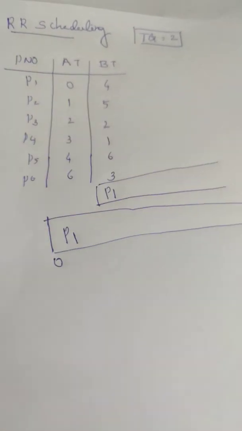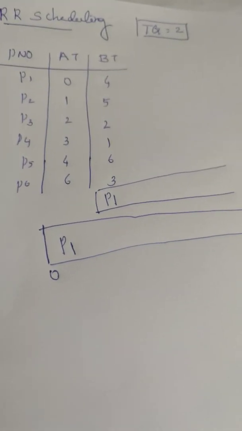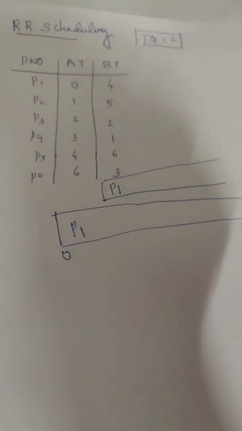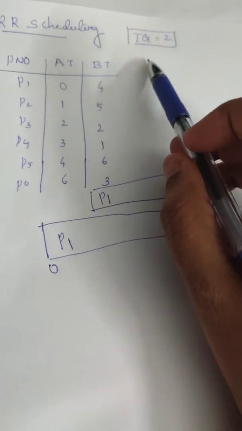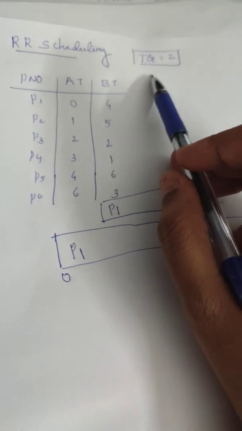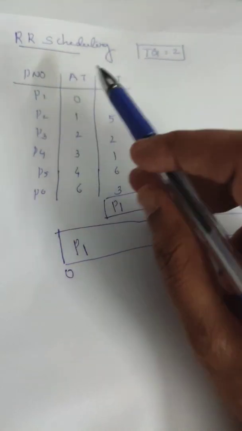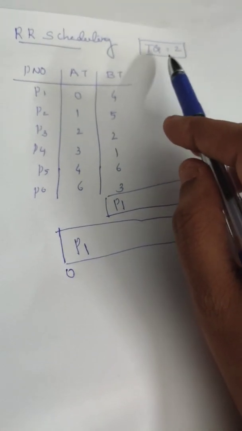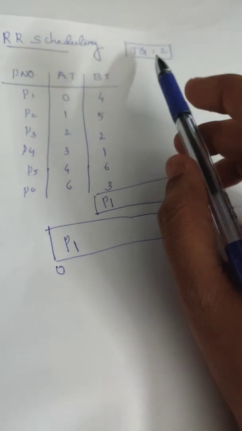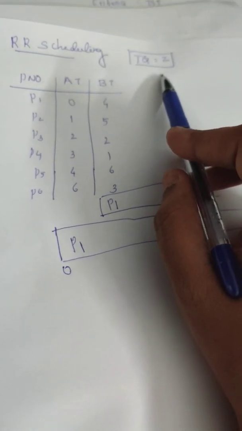Good evening. In today's class, we are going to discuss the round robin scheduling algorithm. In the round robin scheduling algorithm, we have one more important parameter called time quantum, which means each and every process should take a maximum amount of time in the CPU. Here the time quantum is defined as 2 milliseconds.